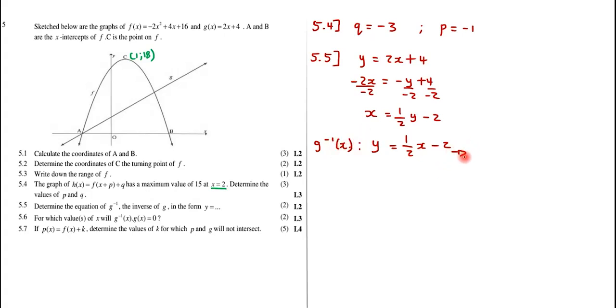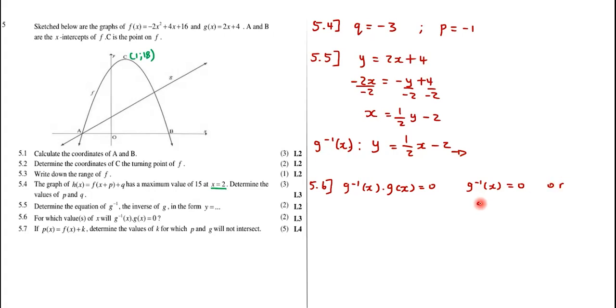Alright, now let's have a look at 5.6. It says, for which values of x will g inverse x times g of x be equal to 0? First of all, we don't have the sketch of the inverse, so we need to think through everything to make it simpler. Here we are given this product and they're saying it's equal to 0. Now we know that this product can only be 0 if the first part is 0, right?